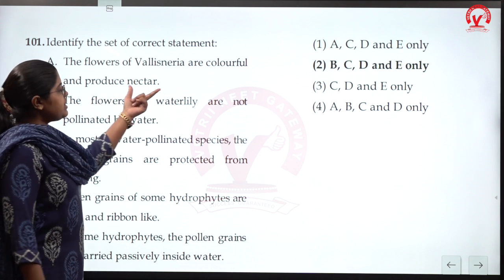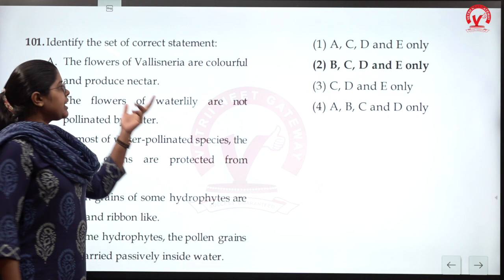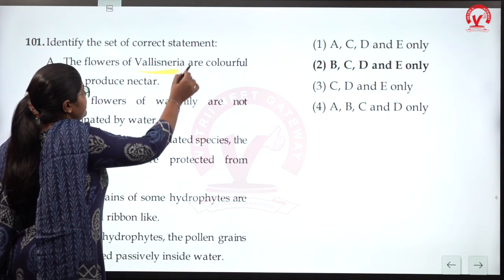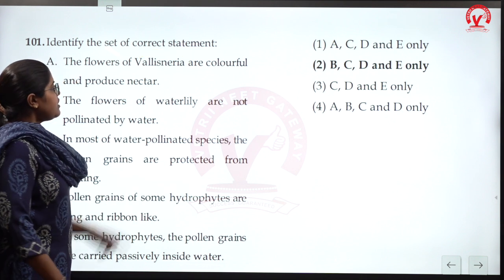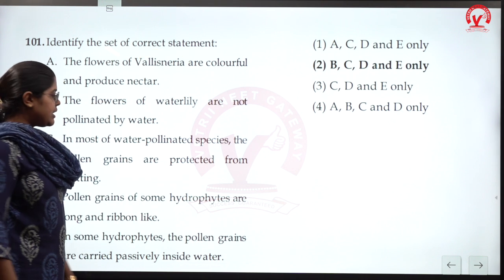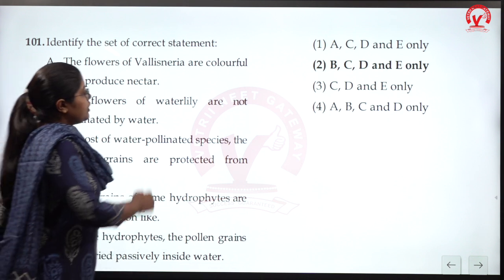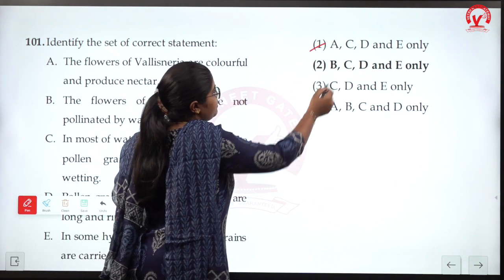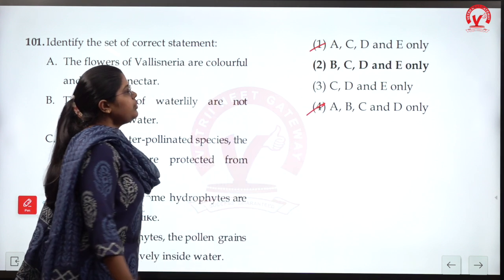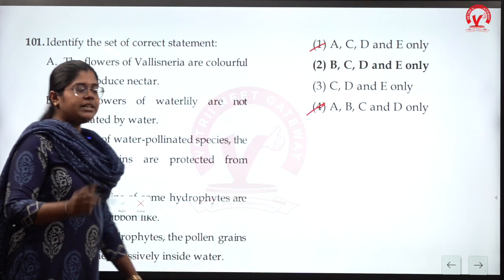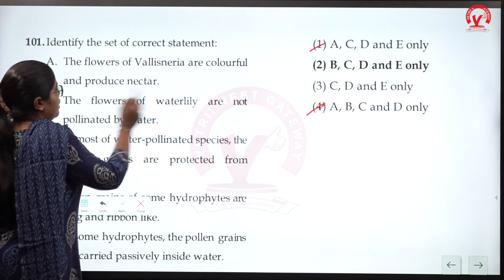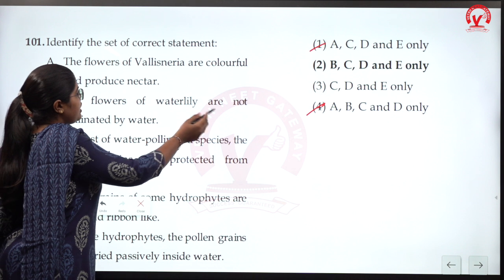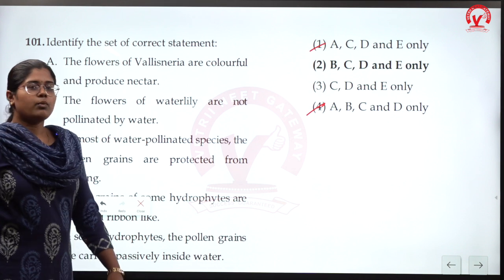Colorful and produce nectar இந்த characters வந்து it is not a character of water pollinated flowers, but Vallisneria is a water pollinated flower. So first statement becomes an incorrect statement. So first statement incorrect அப்படினா first optionும் fourth optionும் cancel பண்ணிட்டு balance second third optionலயும் B மட்டும் கரெக்ட்டா இருக்கா அப்படினு நம்ம பார்த்தா correct option கண்டுபிடிச்சிரலாம். So for next option, the flowers of water lily are not pollinated by water னு கொடுத்திருக்காங்க.